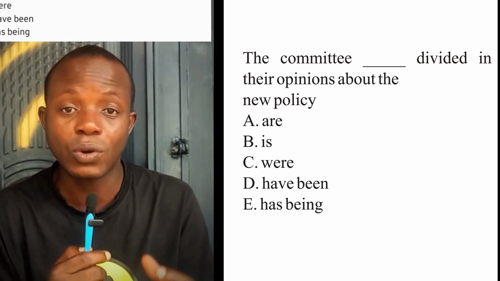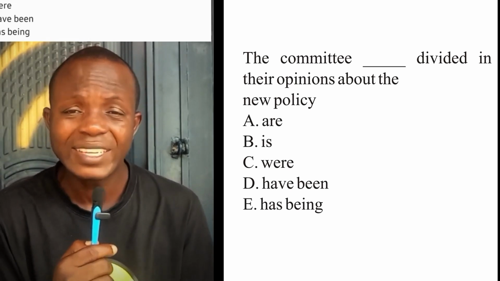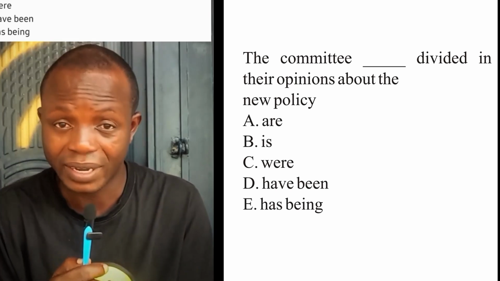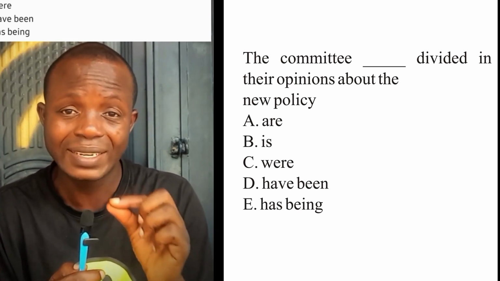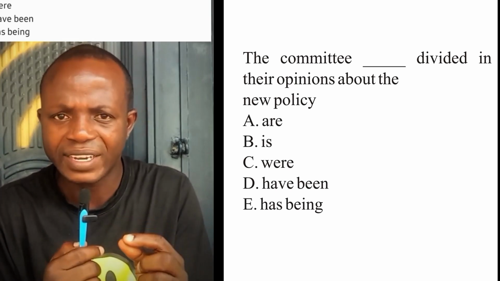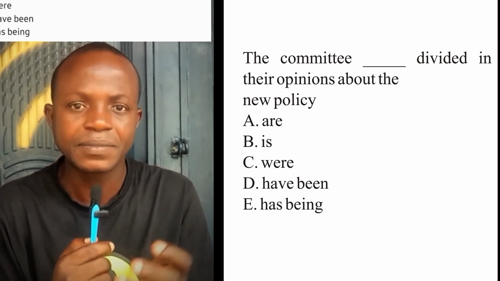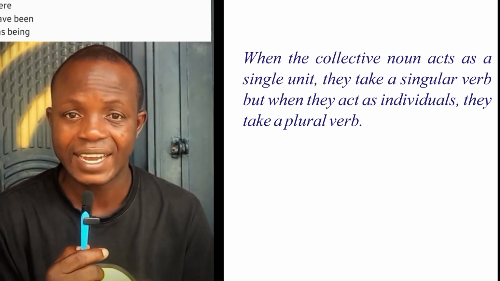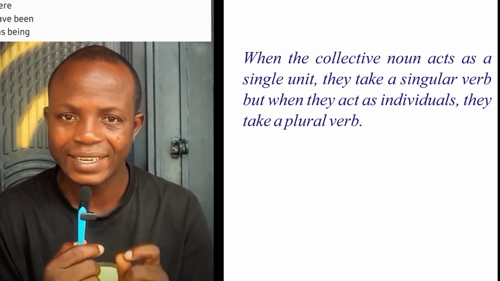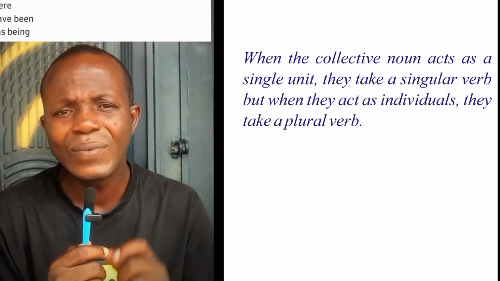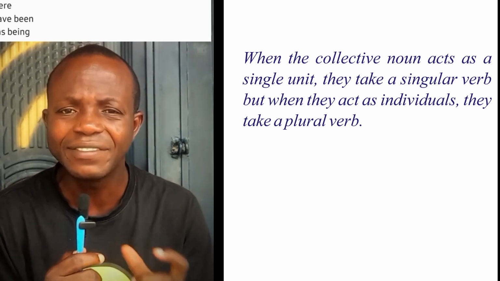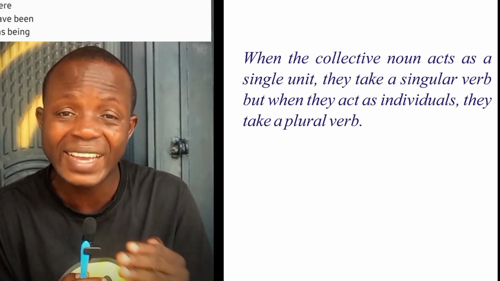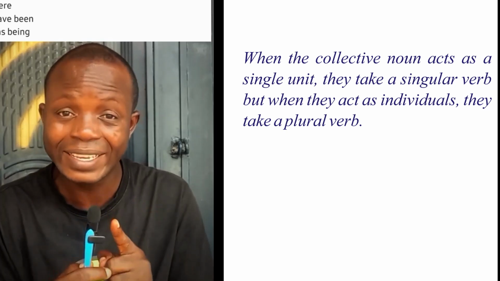Committee is a collective noun. And collective nouns are quite tricky in choosing their right verbs. The committee has many members, so we often do not know whether to choose the singular or the plural verb. However, there is a concord rule that guides this usage. The rule says, when the collective noun acts as a single unit, it takes a singular verb. But when the members in the collective noun act as individuals, or maybe they are divided in their opinions, they take plural.